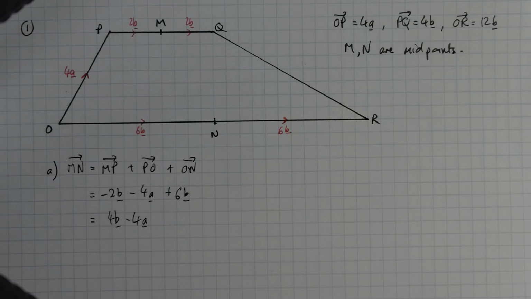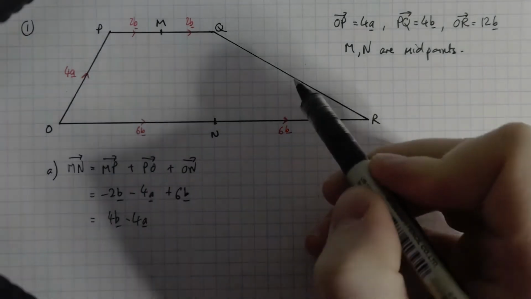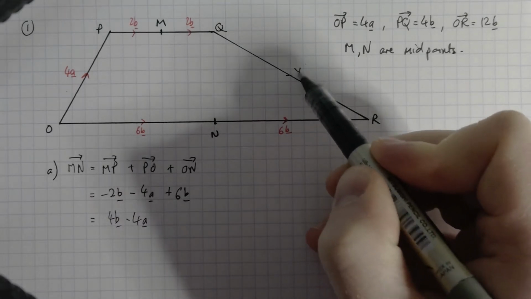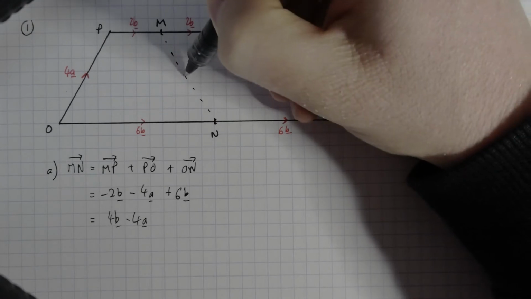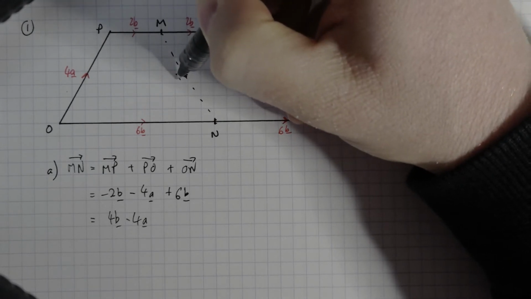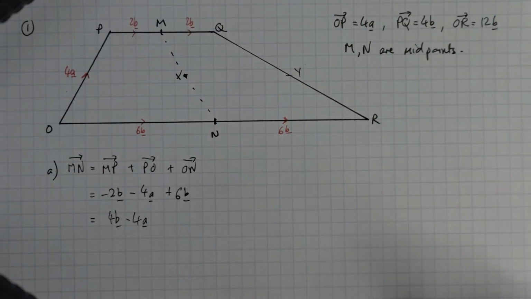Next, one more time. X is the midpoint of MN, and Y is the midpoint of QR. Okay, let's put these on here roughly then. So that means Y is about there. X is about here. All right. Prove that XY is parallel to OR.